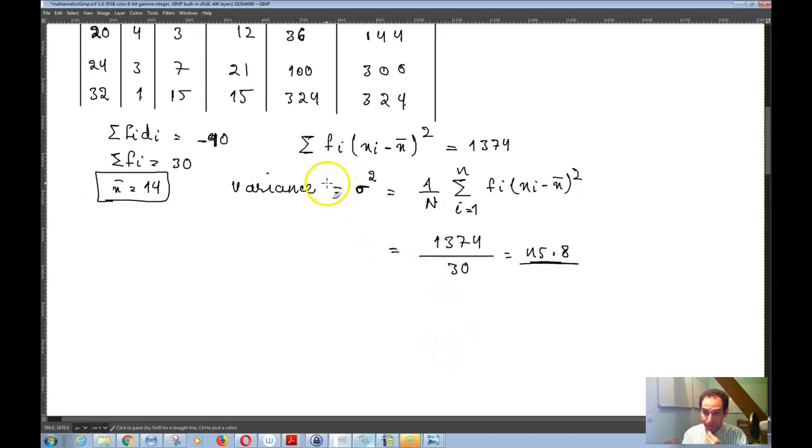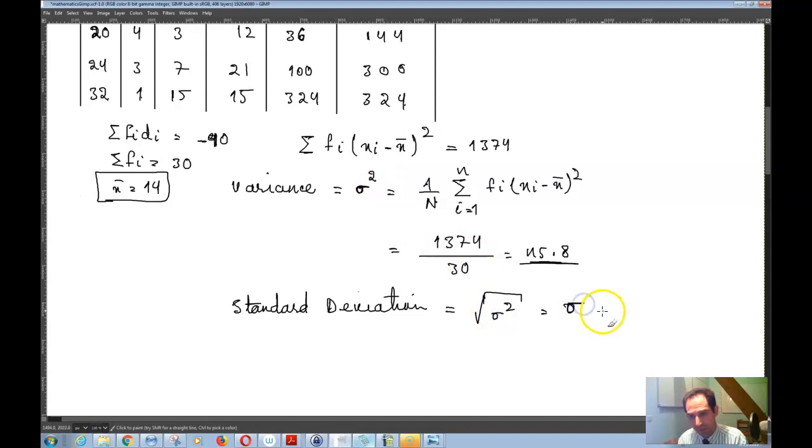And also you can calculate your standard deviation, which is equal to the square root of sigma squared, which is equal to sigma, right? Which is the same thing as the square root of 45.8. Sometimes you need to take the square root of some number without a calculator. It's easy, but you need to know how to do it. It's like the division algorithm for square roots. I'll show you how to do that.